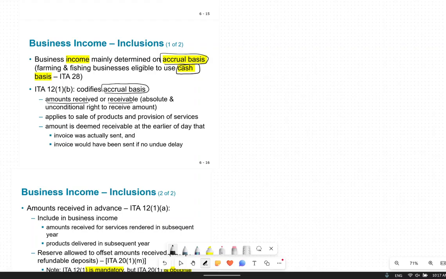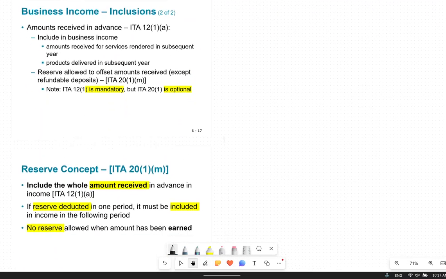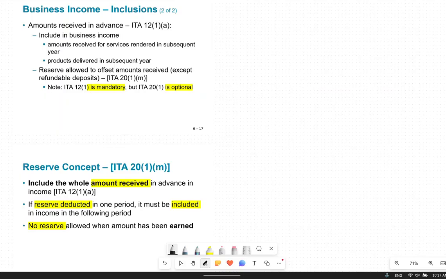Now this applies to the sale of a product. You could be selling a product, or you could be selling a service. An amount is deemed receivable at the earlier of the day that the amount was sent, and the day the amount would have been sent if there was no undue delay. So if you send them an invoice, that will be part of your sale. If any money is received in advance, in accounting you debit cash and credit unearned revenue.